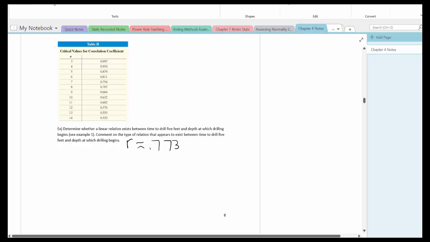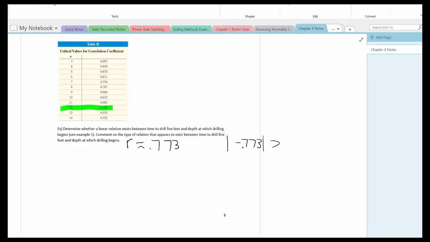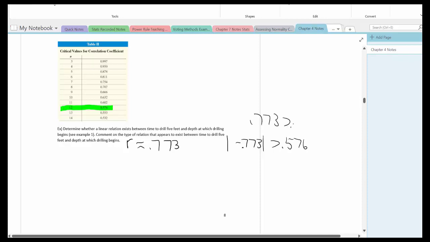So I need to check, so I'll do this on the side, the absolute value of 0.773 needs to be greater than the critical value. Well, if you go back and take a look, we know that that data set has 12 values. Since it has 12 data values, that's the decimal that we're going to use. So it needs to be greater than this. Well, clearly this is greater than this. So there seems to be some sort of linear relation that's going on here.